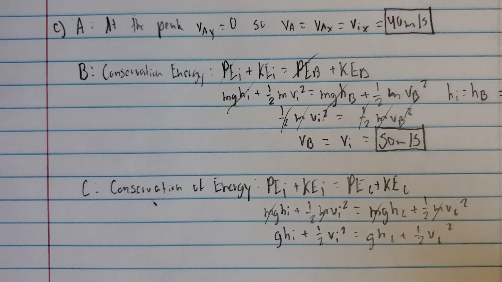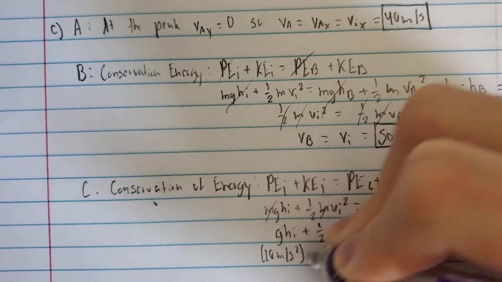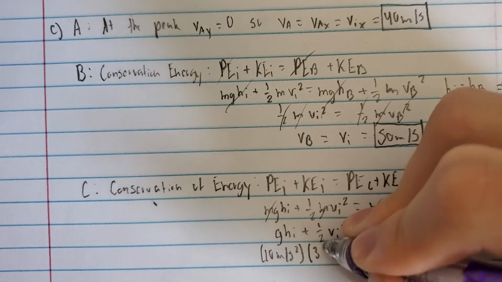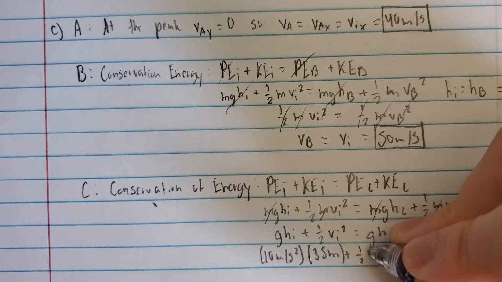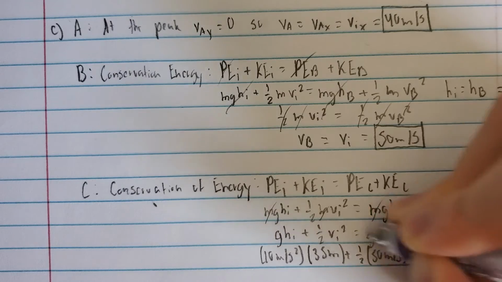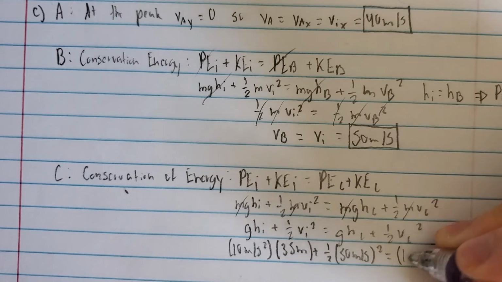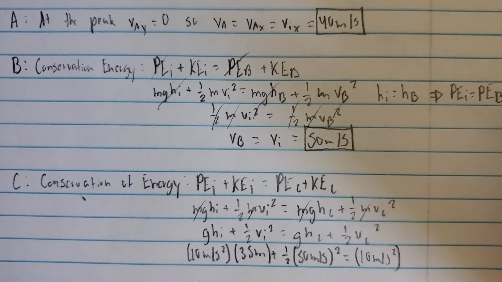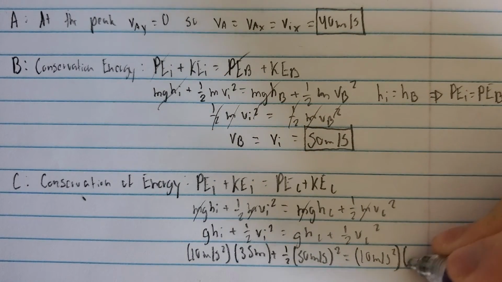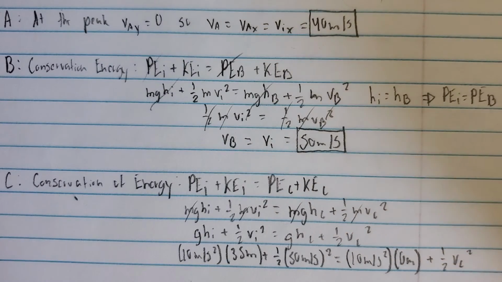Okay, so at this point I can just plug in my numbers since I have everything. G, I was told to use 10 meters per second squared. HI is 35 meters. VI was 50 meters per second, squared. That's going to be equal to g, which is 10 meters per second squared, times H at point C. The height was ground level, so this is going to be 0 meters, plus 1/2 VC squared. VC is what we're trying to find.